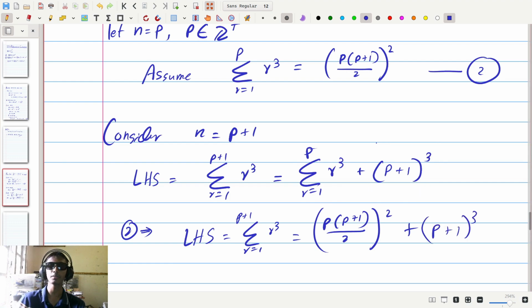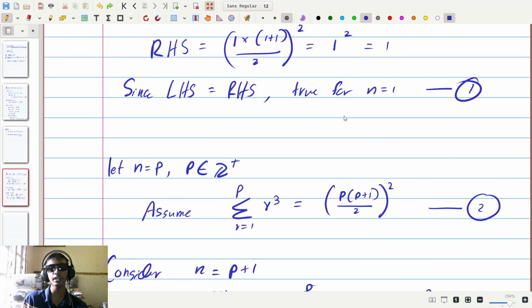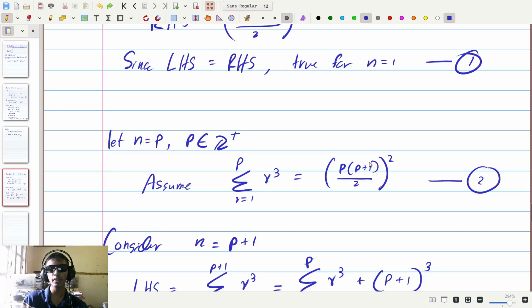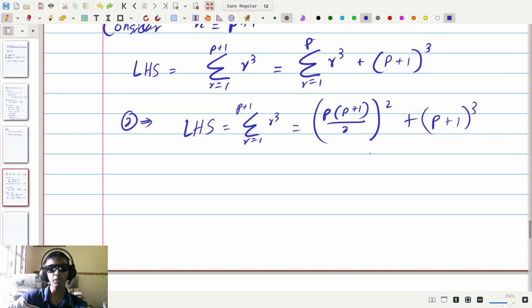plus this term, which is p plus 1 whole thing cubed. Now what we're going to do is simplify this and see if we can get it into the form that we need on the right hand side, which is p plus 1 times p plus 1 plus 1 divided by 2, whole thing squared. So to do that, what I'm going to do first is expand this squared into these terms on the inside, from which I get p squared times p plus 1 squared, divided by 2 squared, which I'm going to write as divided by 4.